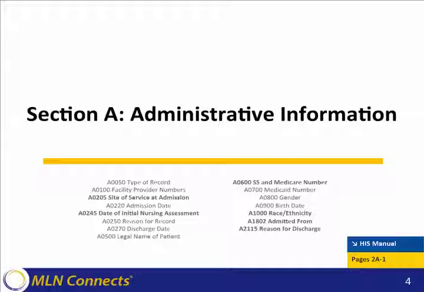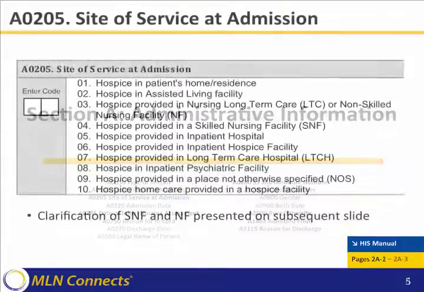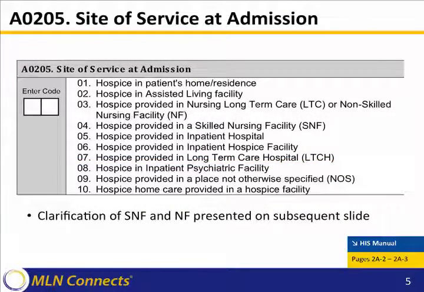Remember that the manual page numbers that correspond to the item or items we are discussing are in the bottom right corner of each slide. This may be particularly helpful for Section A, as we will be highlighting 6 of the 15 Section A items, and therefore will not be proceeding sequentially through the items. Instructions for completing item A0205 begin on page 2A-2 of the HIS manual.